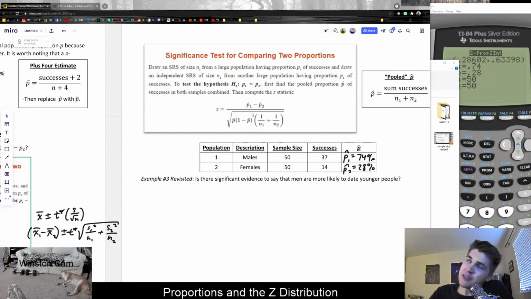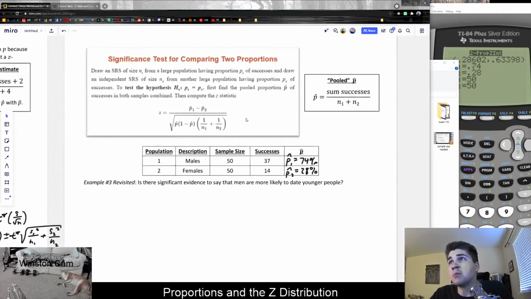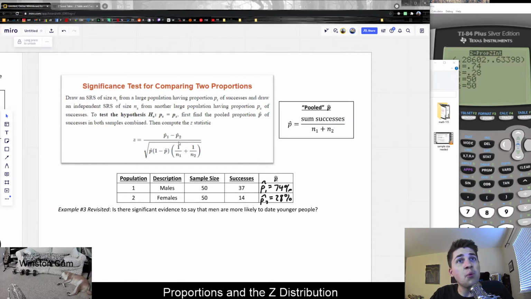But as usual, we have a formula for the Z statistic. And notice it's pretty much the same idea. You take the difference in the two sample proportions, and you normalize it based on the standard deviation. Now, for the standard deviation here, you could use the standard error from each sample, but you can actually be more accurate by using what's called the pooled proportion. And it's a more proper way of doing this.